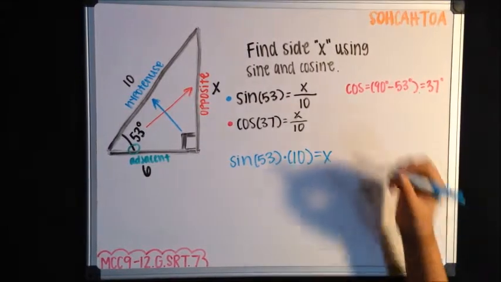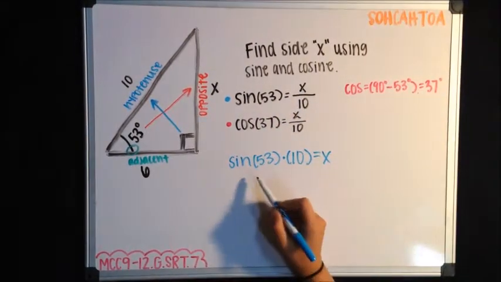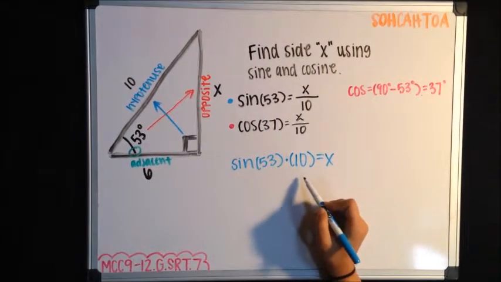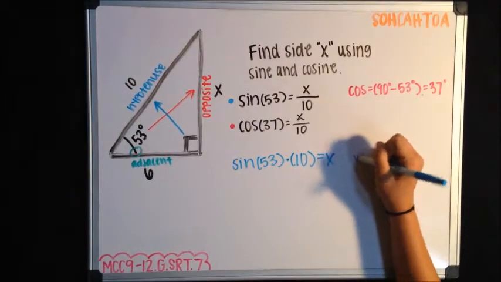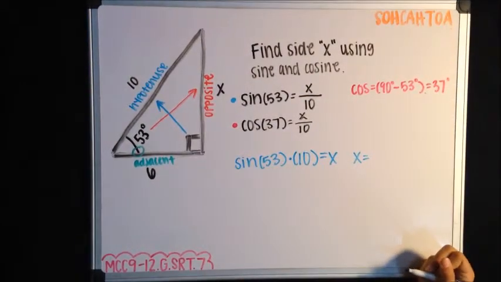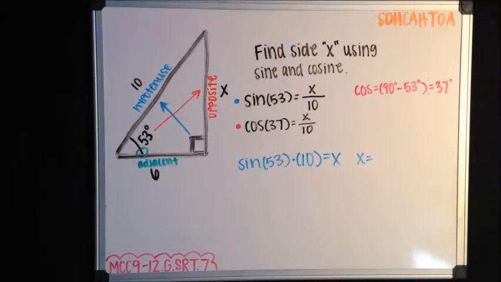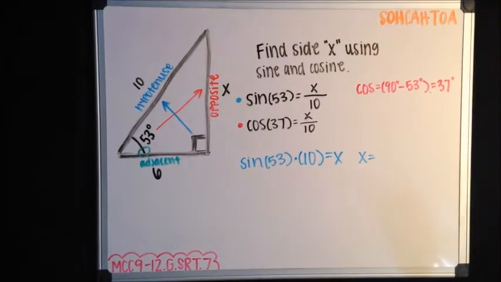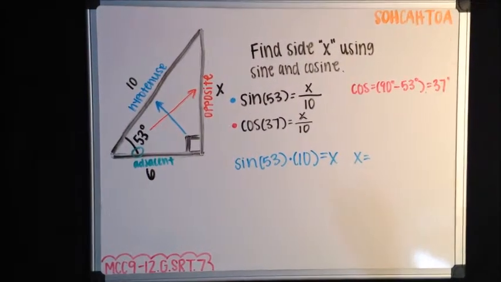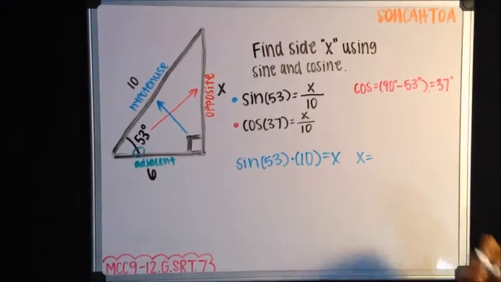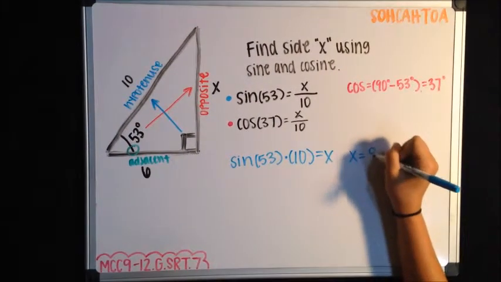For the work of sine, x is up high, so you multiply the sine of 53 times 10 equals x. When you do this in your calculator, you will get 7.98 something, and it will go on for a while. Always look at the directions, but in this case, I want you to round to the nearest whole number. So when you round to the nearest whole number, it would be 8.